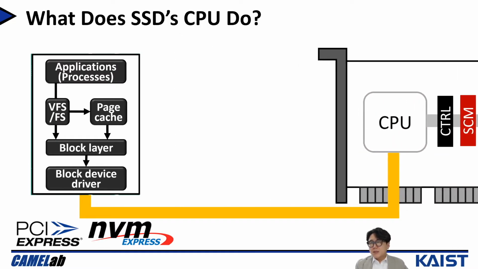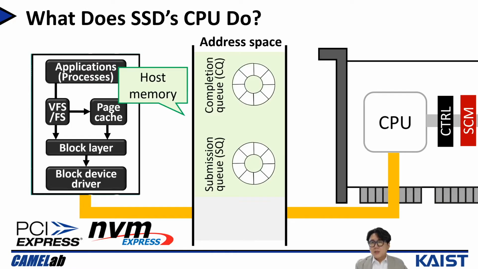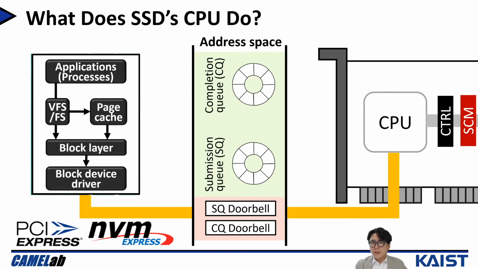So let's go over what the CPU needs to do for the NVMe storage card as a kind of background knowledge. NVMe defines two different queues, the submission queue and the completion queue, on the host-side memory as a logically paired I/O queue. The storage card also exposes a set of doorbell registers such that the host can let the embedded CPU know of an update of the submission queue and completion queue.